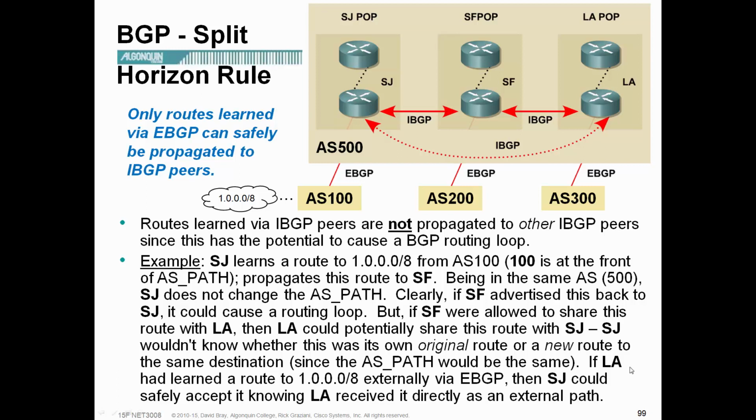Now, if LA, on the other hand, were to learn a route to the same destination externally via eBGP, let's say from AS300, then LA could advertise it to SJ. That would be legal, even with the split horizon rule, because it's coming in via external peering, and so LA can advertise it to an internal peer. In this case, there would be no risk of a routing loop.